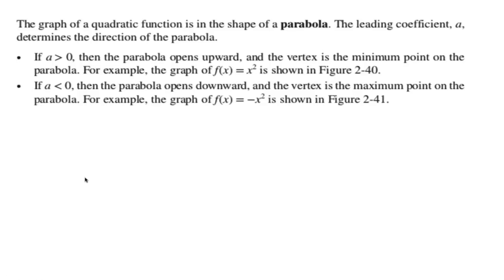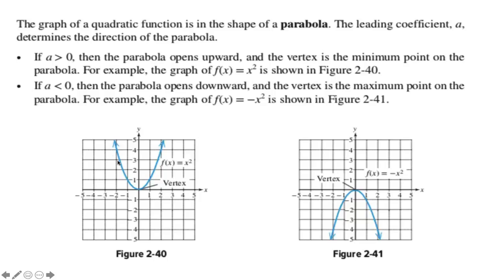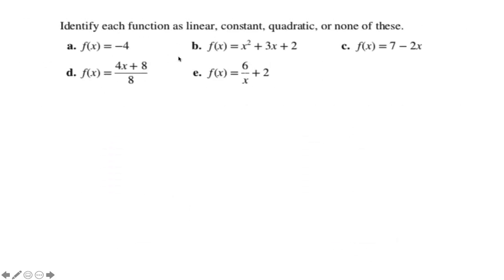We'll spend some more time on quadratic functions in a future lecture, but right now all we need to know is that the graph of the function has the shape of a parabola. The coefficient a tells you the direction of the parabola. If a is positive, then it opens up. If a is negative, it opens down. And this point is called the vertex. It is the minimum when it opens up, and it's also the maximum when it opens down. But again, we'll spend more time on quadratic functions in a future video.